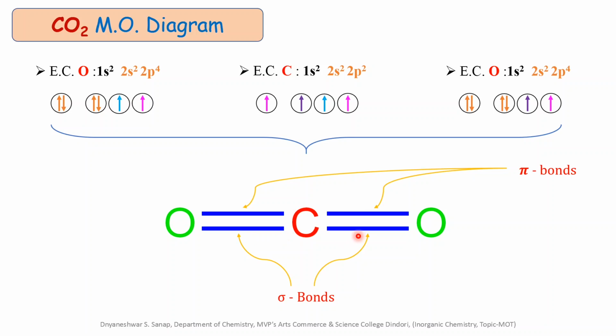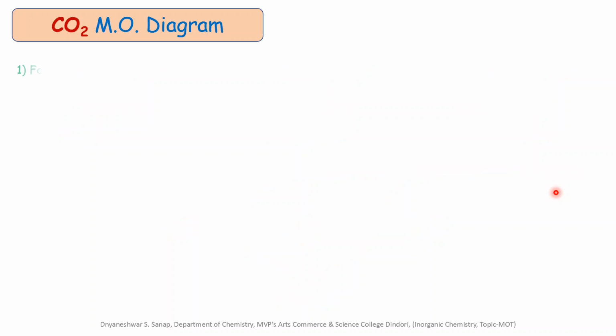These two sigma bonds are formed by the combination of two carbon atomic orbitals and one oxygen atomic orbital each. Similarly, the two pi bonds are formed using two carbon atomic orbitals and one atomic orbital of each oxygen atom. Before starting the actual drawing of the molecular orbital diagram, we have to understand how these two sigma bonds and two pi bonds are formed on the basis of orbital representation, one by one. Let us see how the sigma bond is formed by the combination of carbon and oxygen atomic orbitals.